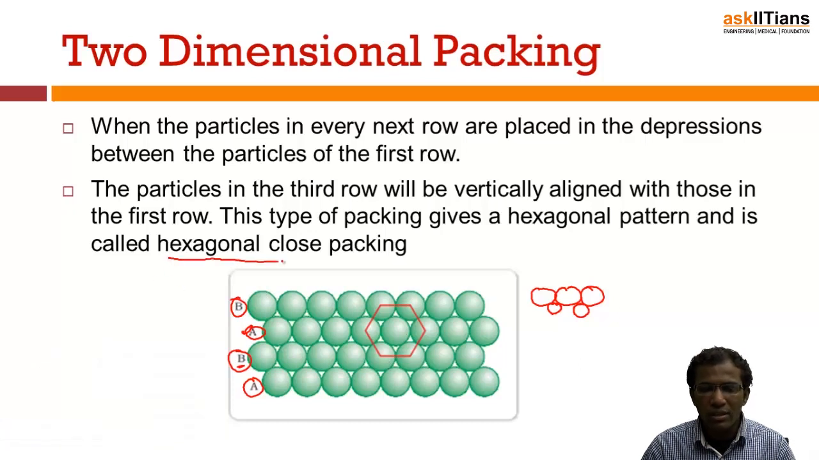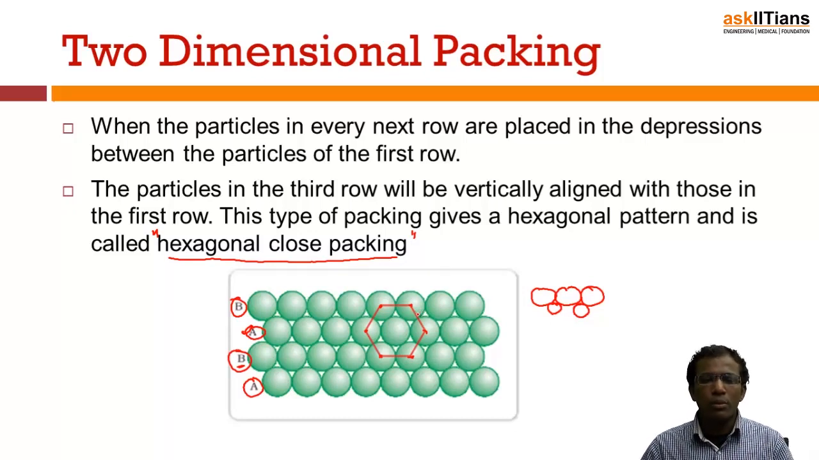Before we have seen square close packing, but this is hexagonal, because if you take these 6 spheres and join the centers, you are getting a hexagon. Before you got a square, but now you're getting a hexagon, and that's why this type of packing is known as hexagonal close packing, okay. So in 2 dimensions, 2 types of packing are possible. One is square close packing, another is hexagonal close packing, okay.